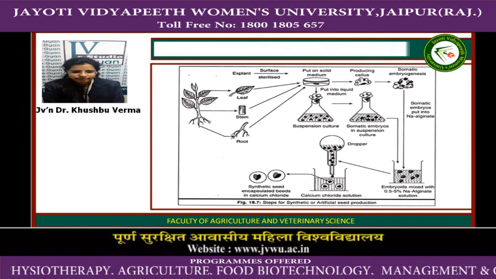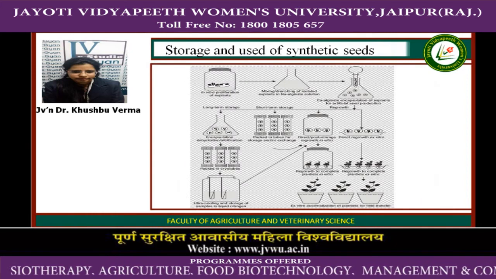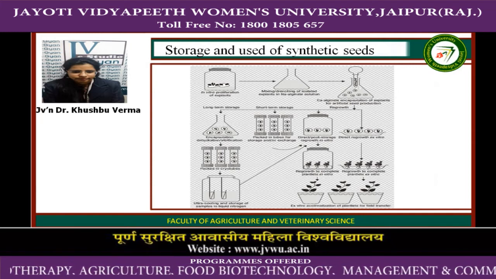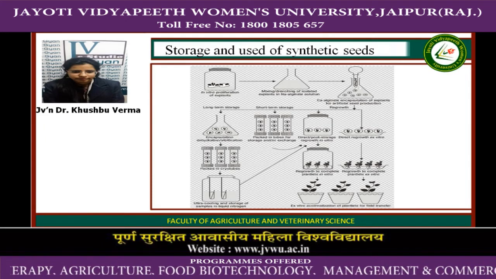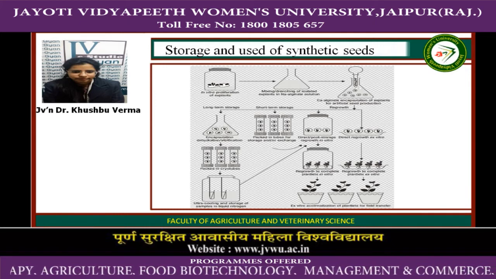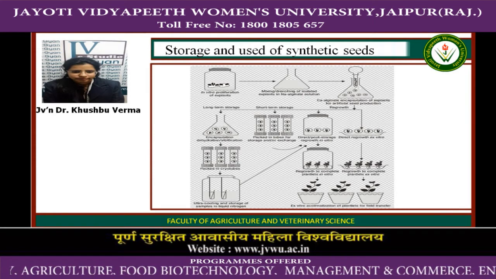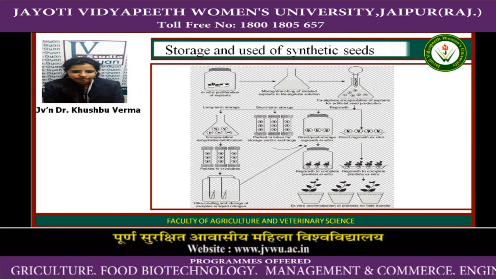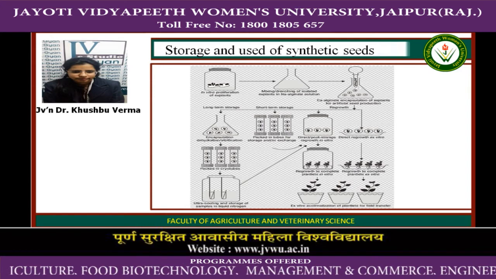This is the same second procedure. This is the storage and use of synthetic seed. First of all, we can make the encapsulated seeds, and after that we can use them in four ways. First of all, we will go for long term storage. In long term storage we will do encapsulation, dehydration and vitrification, and after that we will pack them into cryotubes, and then use ultra cooling and storage of the samples in liquid nitrogen.